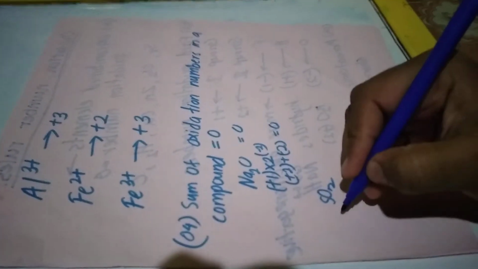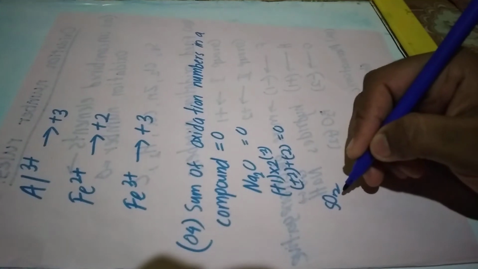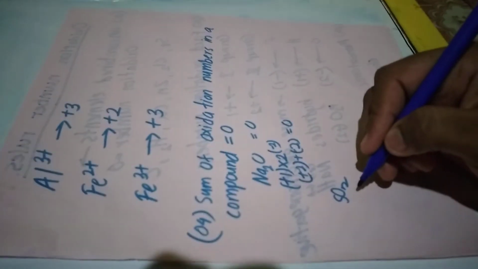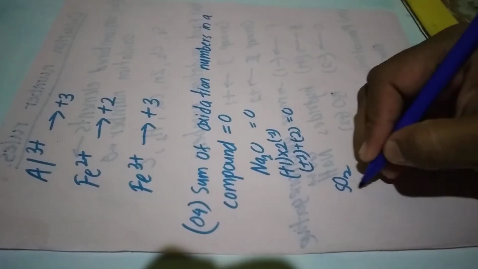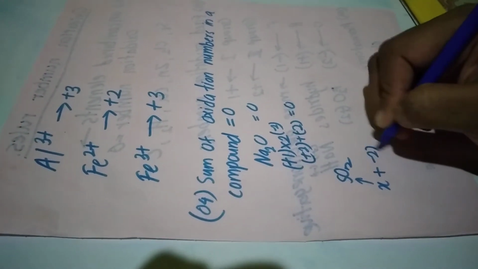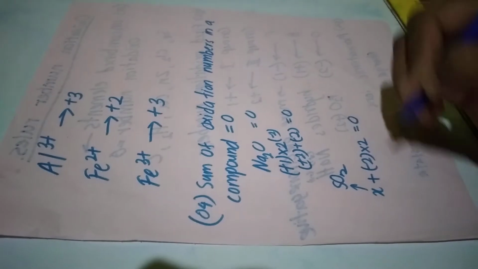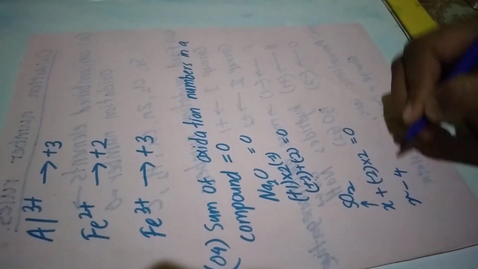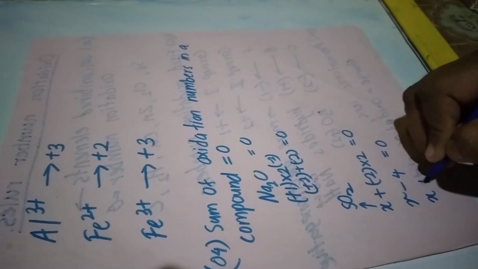Suppose something that you don't know, such as sulfur dioxide. You don't know the oxidation state of sulfur, but you know the oxidation state of oxygen is always -2, except for F2O. So you can name sulfur as X: X plus -2 times 2 equals 0, X minus 4 equals 0, X equals +4. Likewise, you can calculate unknown oxidation states of elements using this. So this is for compounds.